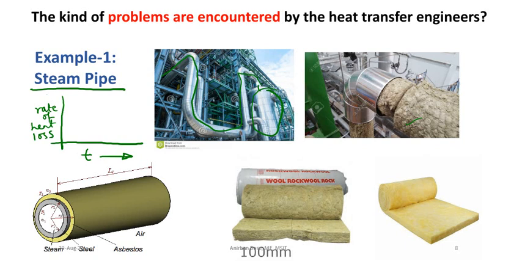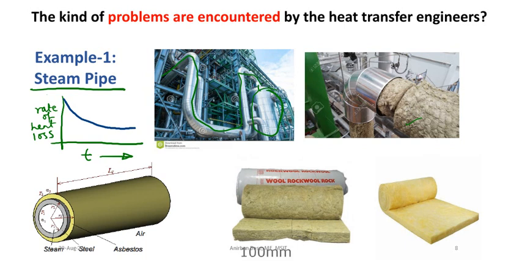If there is no insulation, that means if the thickness of the insulation is 0, then definitely the heat loss is very high. Now as the insulation thickness increases, you will find that gradually the heat loss will decrease.